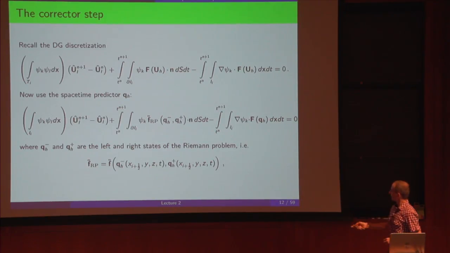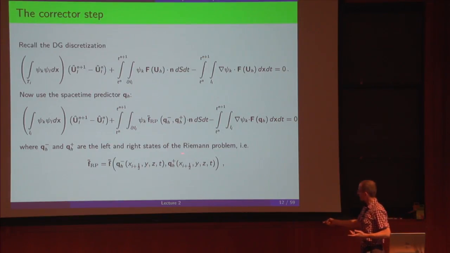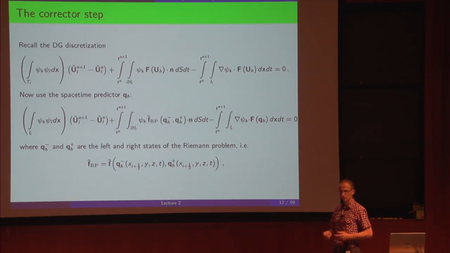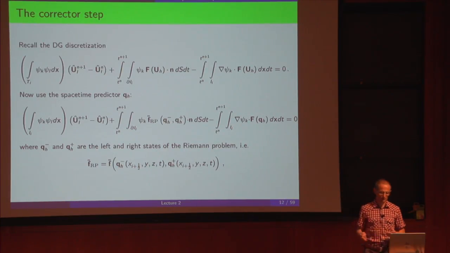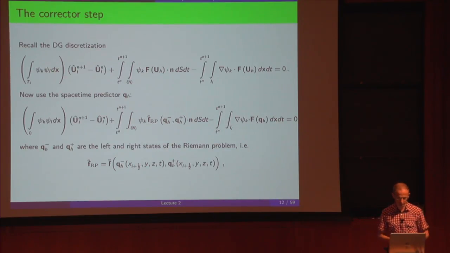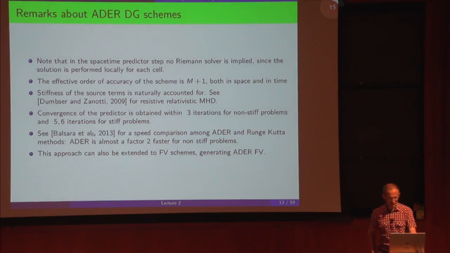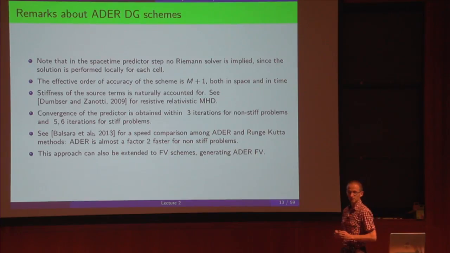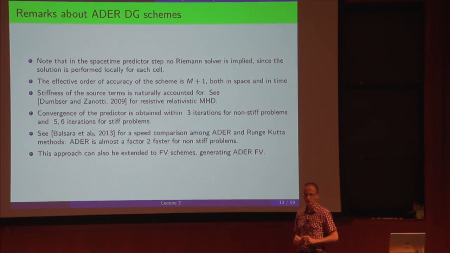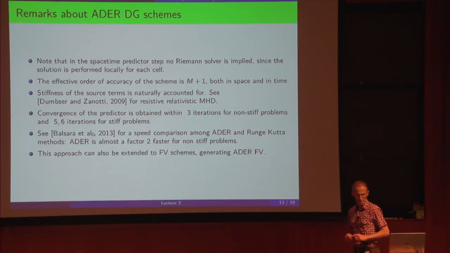As I said, for the Riemann problem, you can choose whatever you want, something very complex involving eigenvectors, like Roe-type or Osher flux Riemann solvers, or something simpler like HLL. Right. So this is the idea of this ADER discontinuous Galerkin based on the local space-time discontinuous Galerkin predictor. And let me make a couple of comments.